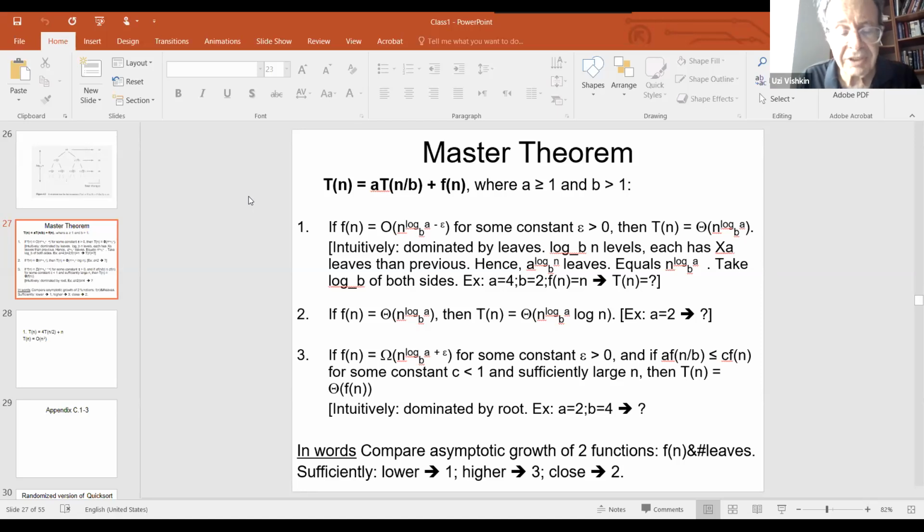Yeah, it's the third case. I apologize. It's the third case because what you get here is that f of n is larger than the number of leaves. The key term that you need to note here is omega. Omega means that what you have on the left-hand side is larger by orders of magnitude than what you have on the right. So that's the case where the f of n dominates.